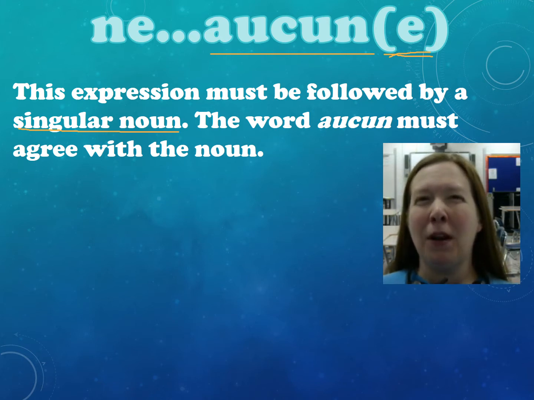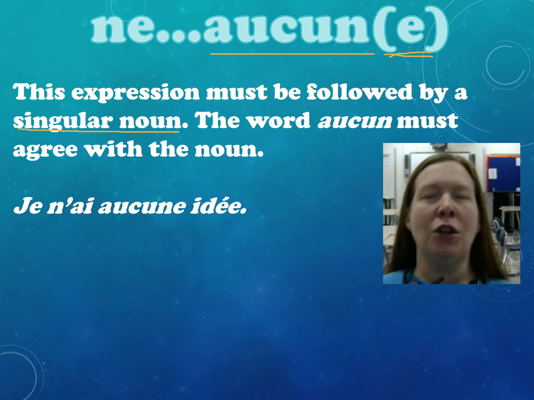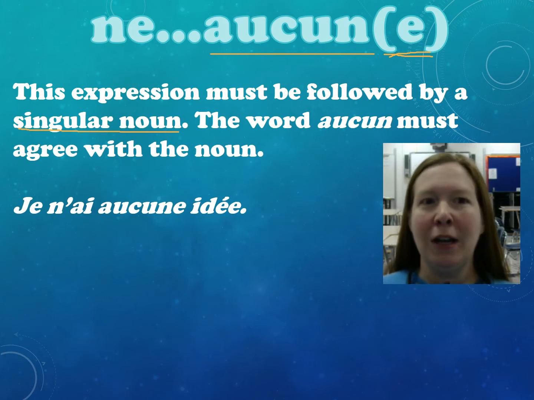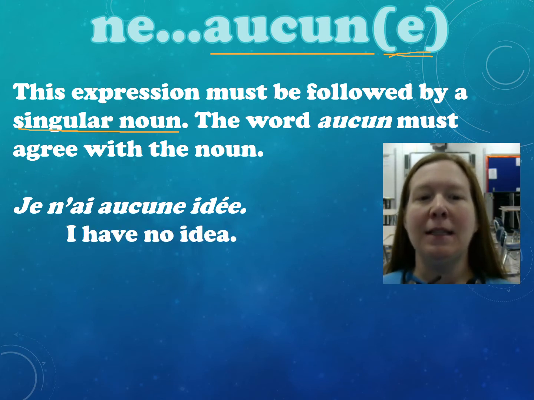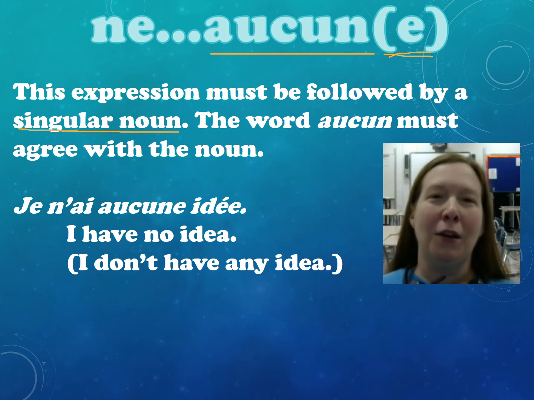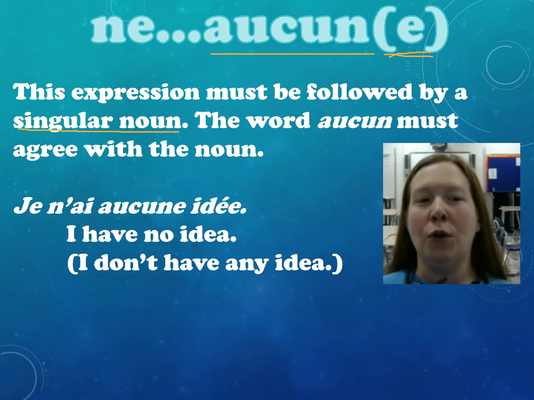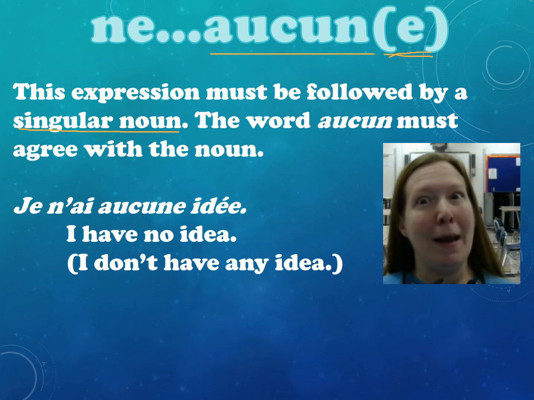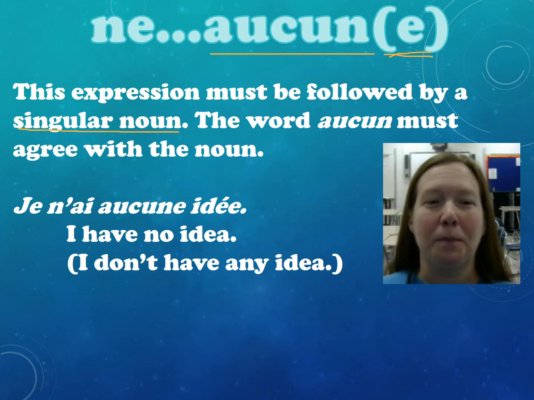And there are a couple of really common examples of this. The first one is je n'ai aucune idée. This means I have no idea, or I don't have any idea. I don't have a single idea in my head, not a clue. You're going to use this expression, je n'ai aucune idée, and you hear it quite often in authentic French.